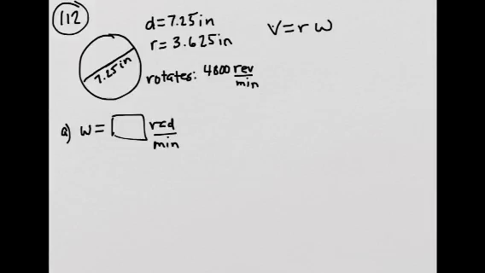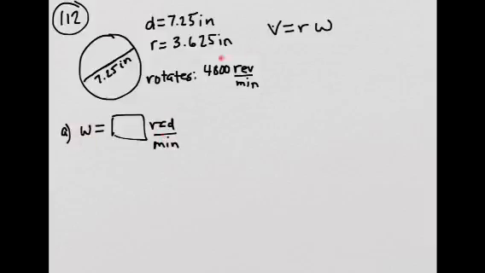Okay, so here's number 112. It has the blade of a saw. Diameter is 7¼ inches, so that means the radius is 3.625 inches. It rotates at 4,800 revolutions per minute. And here we have the formula that we're going to be using for these problems. And for part A, we want omega in radians per minute.